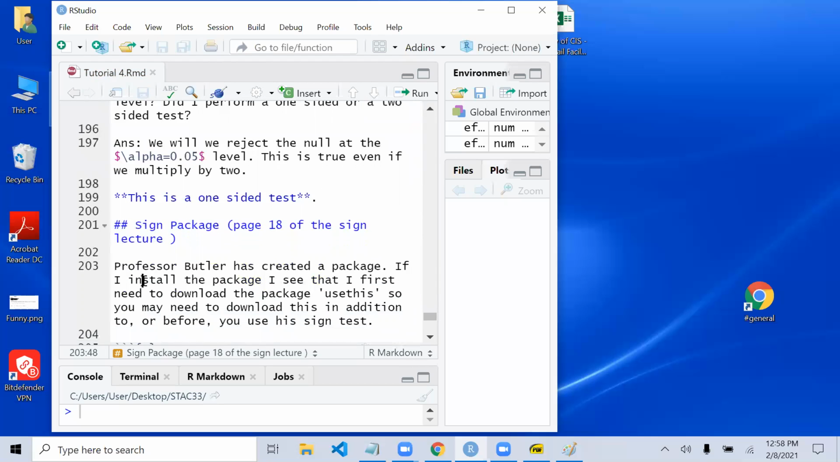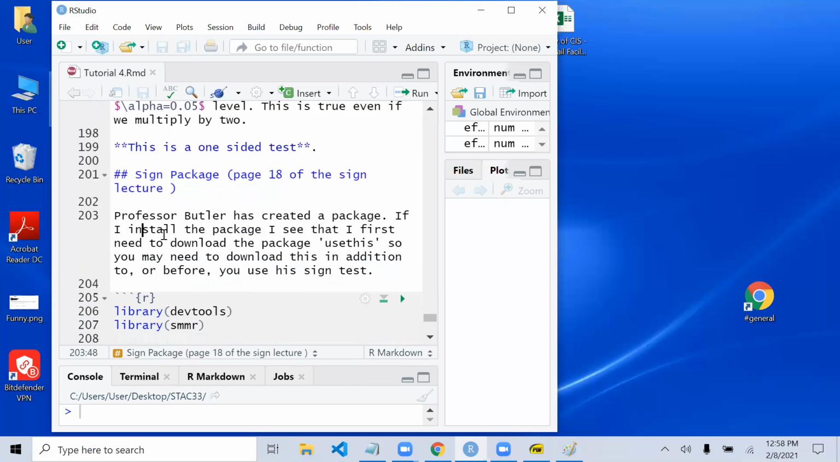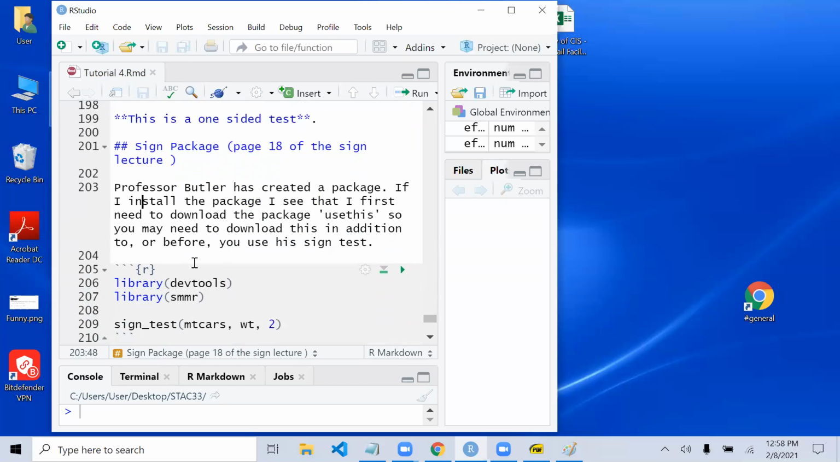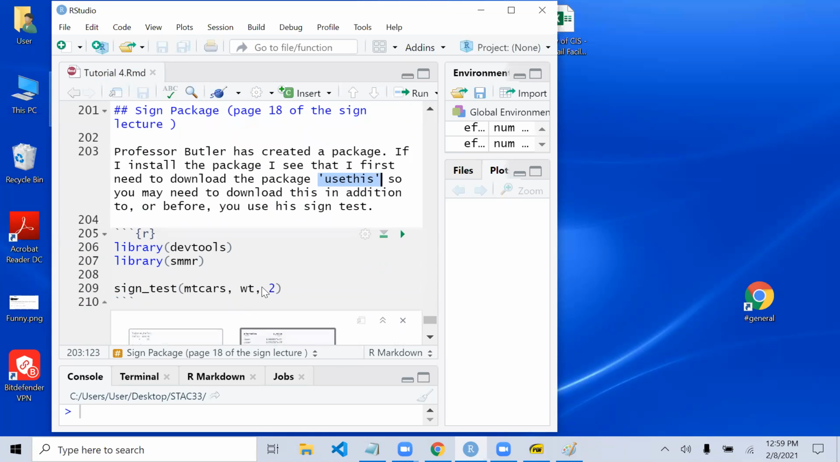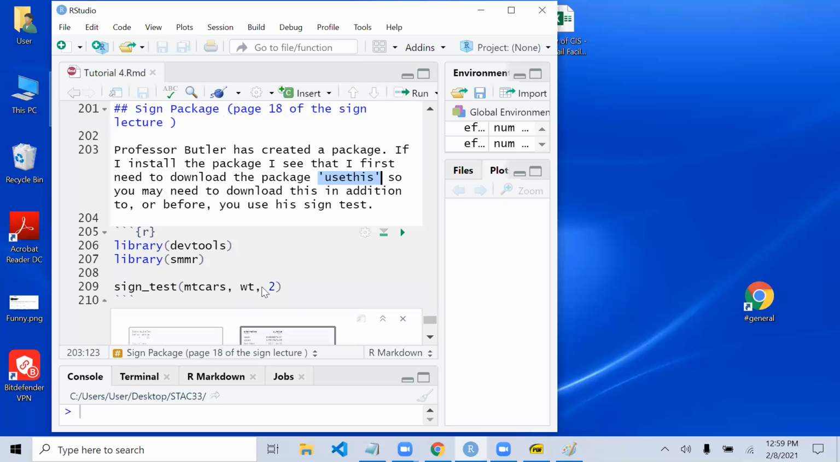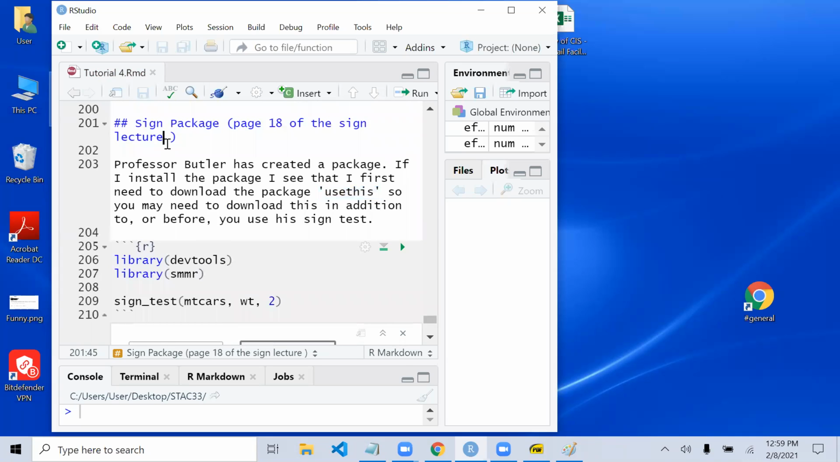But anyway, is there a package that you could use to do this? Yes, Professor Butler made a package called SMMR, which has a sign test. I want to point out that people had problems with the installation of devtools. You have to download devtools first to use this package, and then you should be able to use SMMR, which is in the devtools package. He has it on his slide, page 18 of his lecture on the sign test.